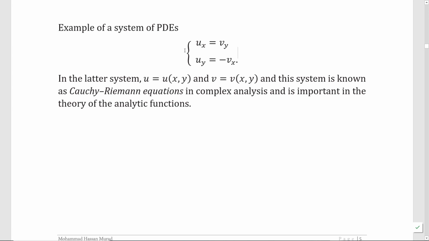Similarly, this system consists of two equations, each of which is a partial differential equation. These equations are called Cauchy-Riemann equations in complex analysis, and they are important in the theory of analytic functions.